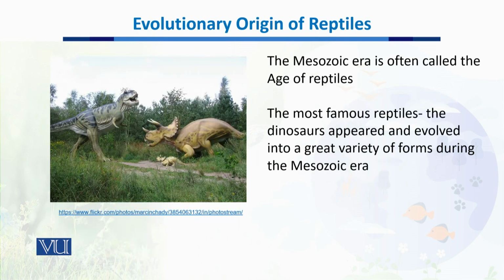planet. So when we talk about the Mesozoic era, this is called the age of real reptiles, and one of the most famous reptiles, the dinosaur, appeared and evolved into a great variety of forms during this Mesozoic era. You can see some examples of these dinosaurs in this figure diagram, and these are always fascinating and interesting to discover and to learn about.